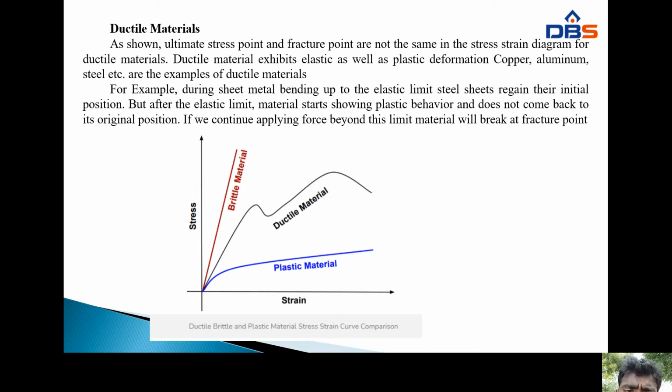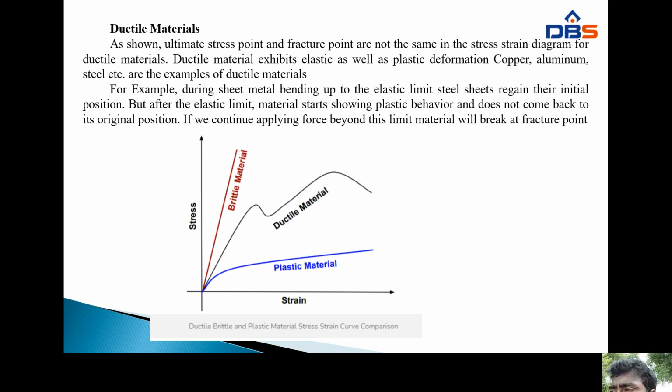As shown in the figure, the stress strain curve: first plastic material, next ductile material, next brittle material. For brittle material, when stress is applied, there is no strain. Strain means change in length by original length. There is no change in length.